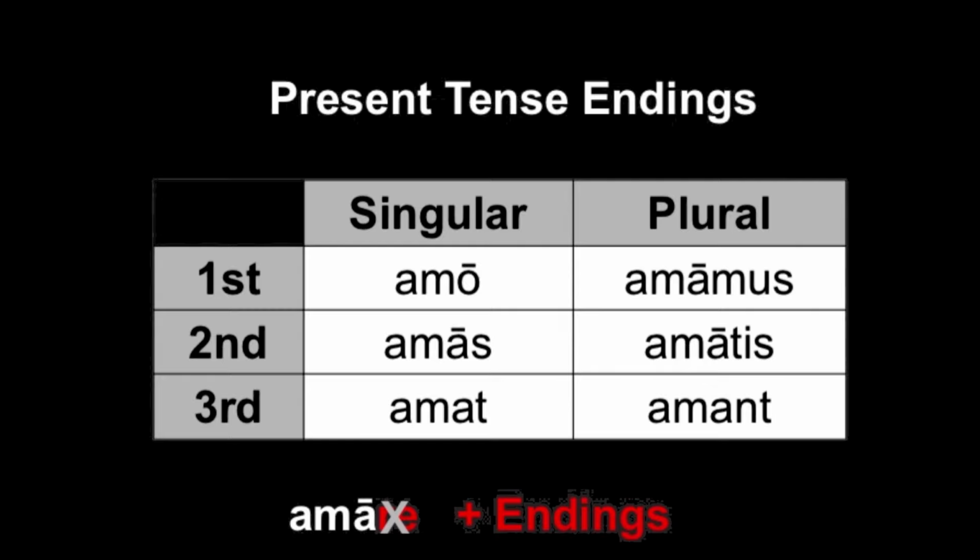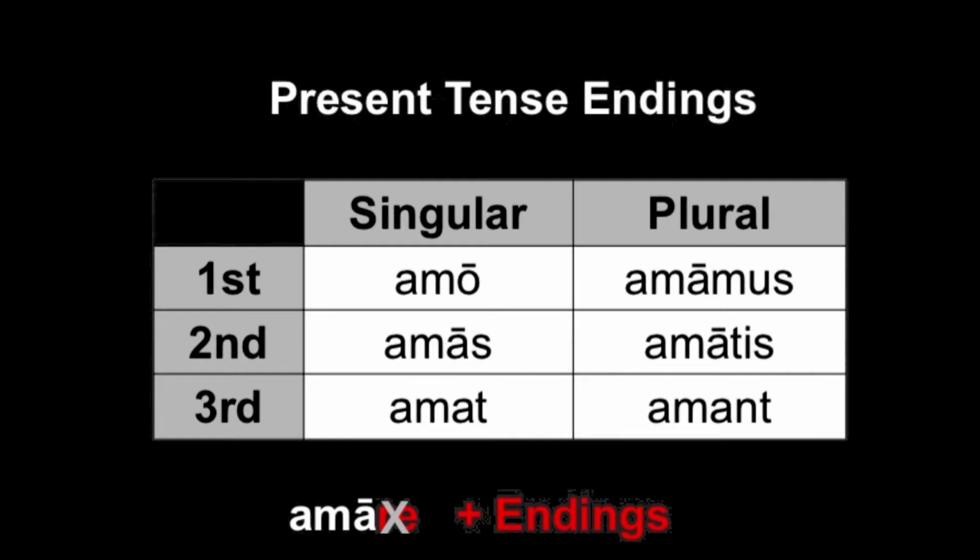So amo means I love or I am loving. Amas means you love or you are loving. Amat means he, she, it loves or he, she, it is loving. Amamus means we love or we are loving. Amatis means y'all love or y'all are loving. Amant means they love or they are loving.